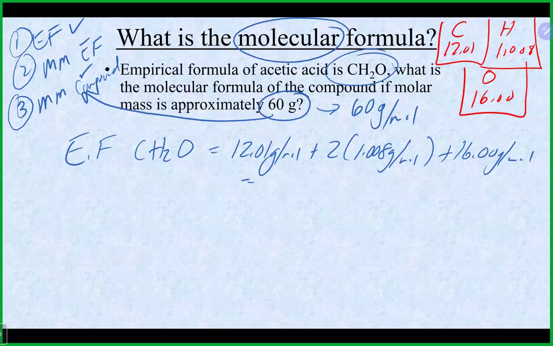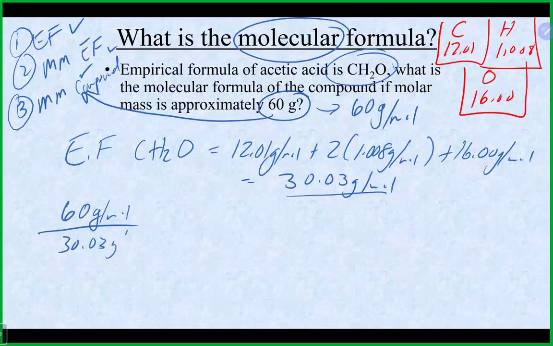And that's going to give us an empirical formula molar mass of about 30.03 grams per mole. We now have everything we need. We take the molar mass of the compound, 60 grams per mole, and divide it by our empirical formula molar mass, 30.03 grams per mole. Obviously here we get a number pretty close to a whole number. We end up with 1.998. That clearly is close enough to 2 to round.